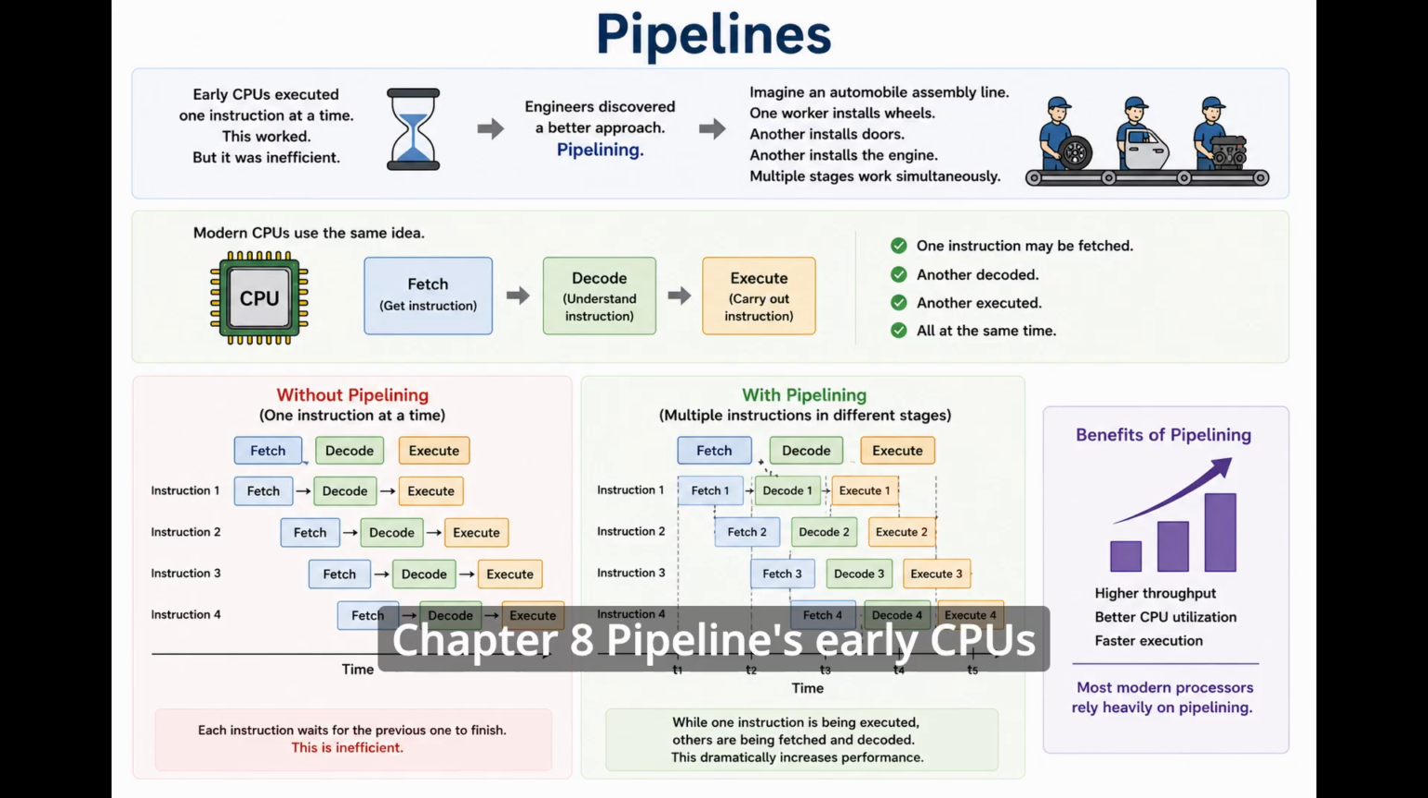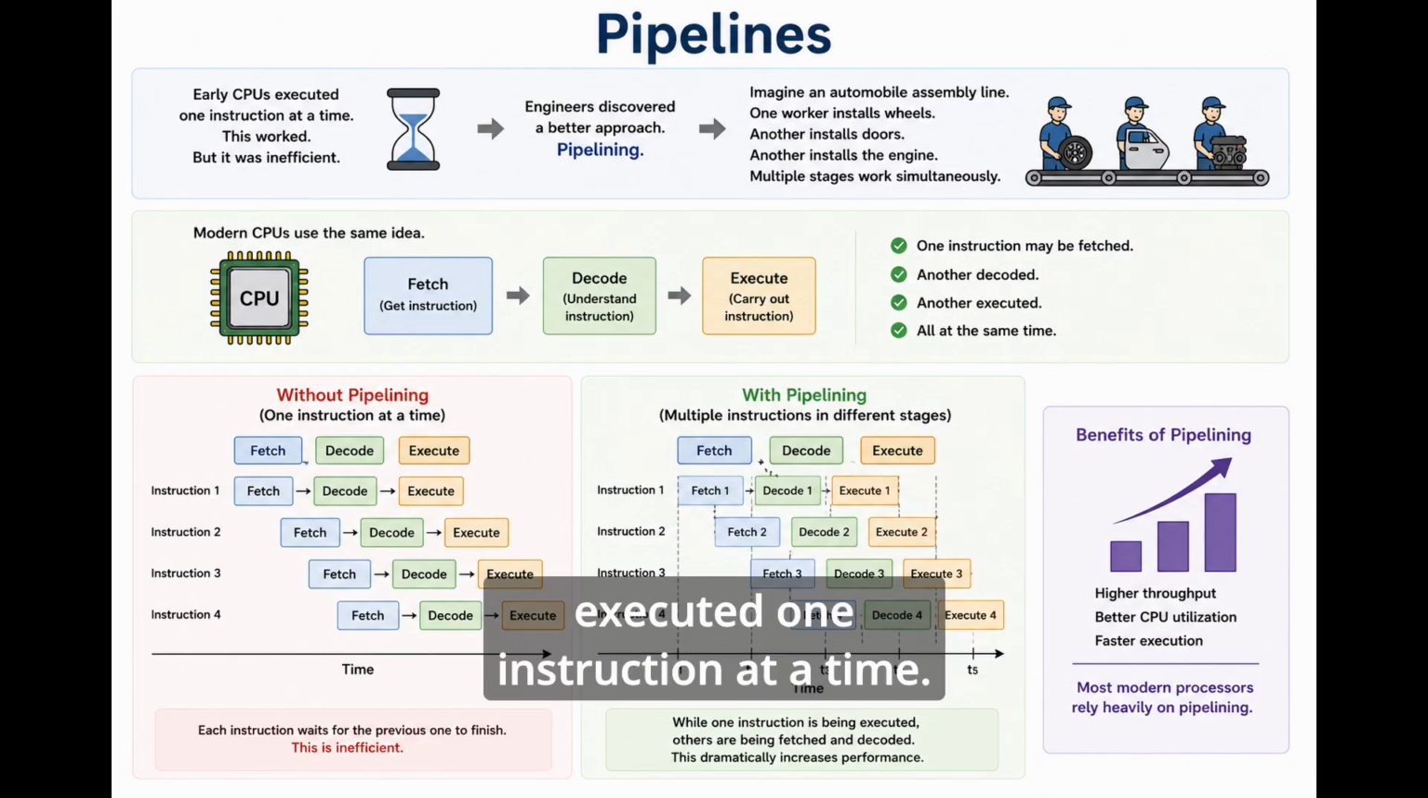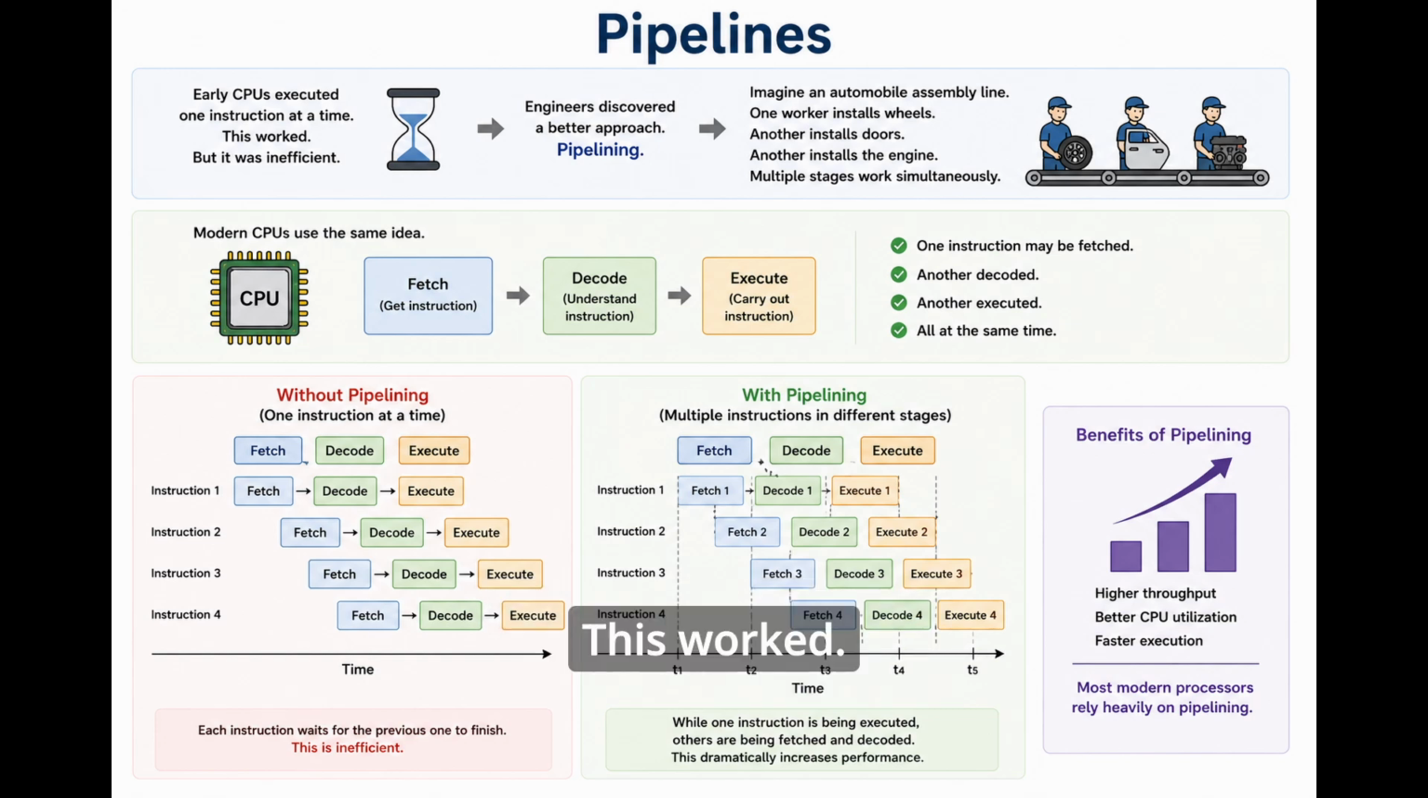Chapter 8. Pipelines. Early CPUs executed one instruction at a time. This worked, but it was inefficient. Engineers discovered a better approach. Pipelining. Imagine an automobile assembly line. One worker installs wheels. Another installs doors. Another installs the engine. Multiple stages work simultaneously.